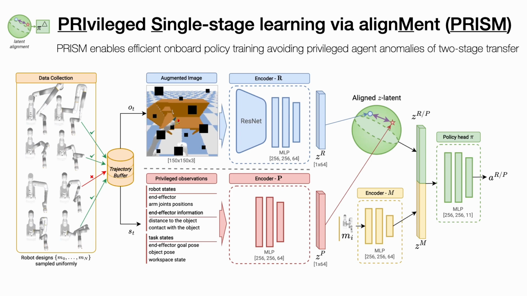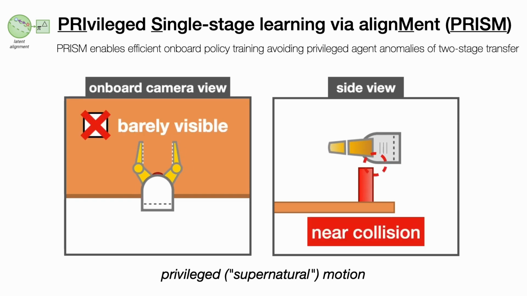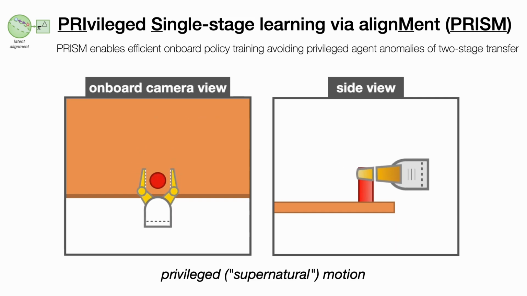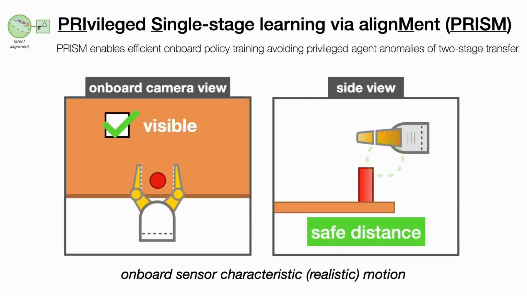capabilities. The PRISM framework unifies the typical two-stage approach of teacher and student training into a single stage by using a latent alignment loss during the optimization process. This approach allows us to discourage the MAGIC policy from learning supernatural behaviors, which incorrectly exploit the information only present in privileged states. As a result, the policy learns behaviors characteristic of its own vision-based observation capability.